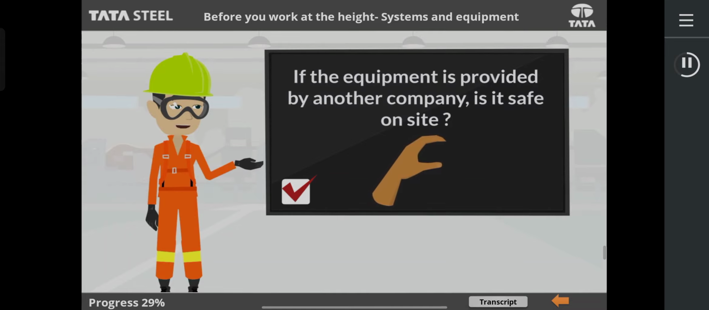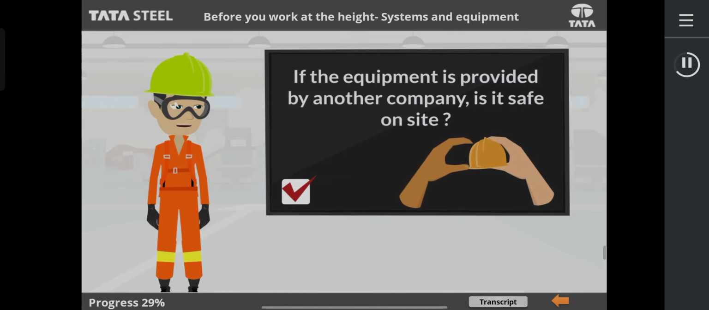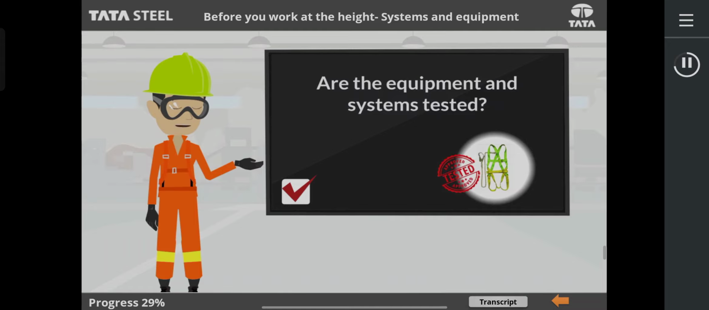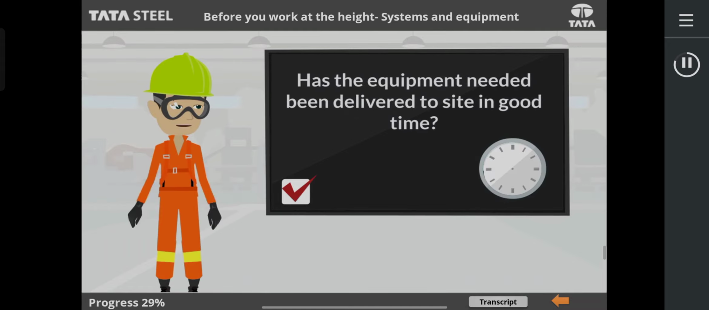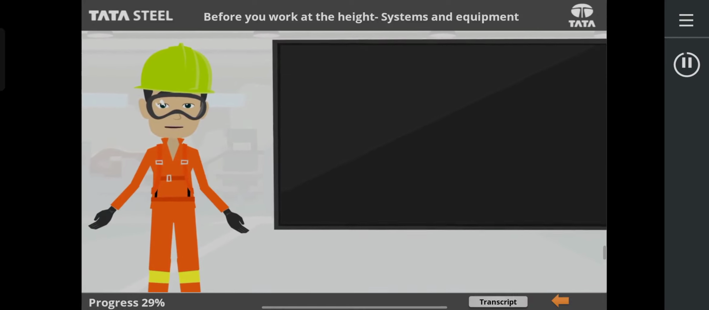If another company provides the equipment, ensure that it is safe on site before using. Make sure that tested equipment and systems are used. Make sure that the equipment needed is delivered to site in good time. Next, we will look at all the checks required for the personnel.